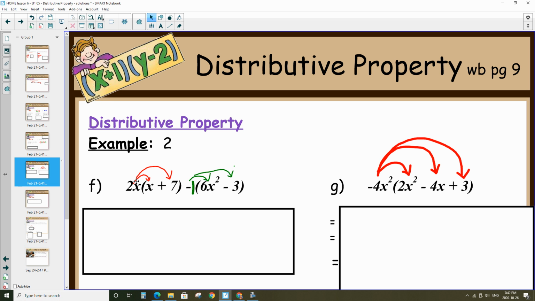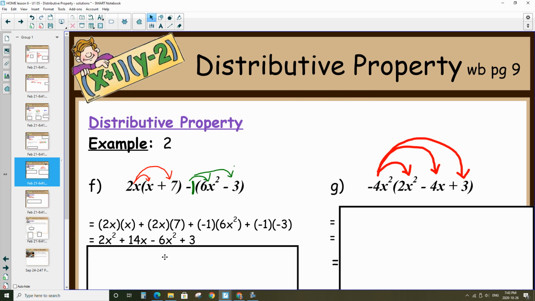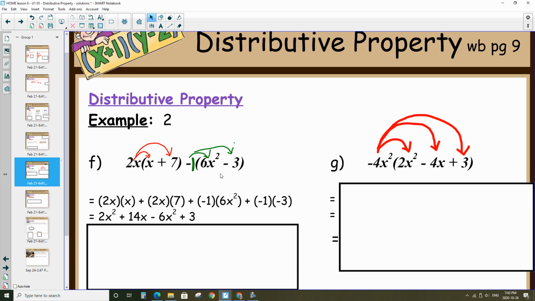Question F. Another monomial multiplied by a binomial, and then it says minus and then bracket 6x squared minus 3. This is the same way of writing negative 1 multiplied by whatever's in that bracket. So 2x times x is 2x squared. 2x times 7 is 14x. There we go for the first two terms. And then over here we have negative 1 times 6x squared, which is negative 6x squared, and negative 1 times negative 3, which will be positive 3. So there's my last four terms.